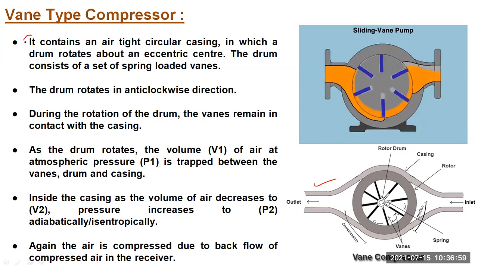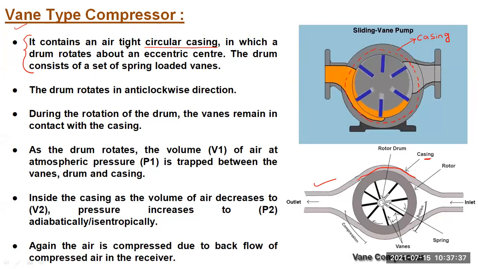First comes the construction part. In the first point, the vane sealed compressor contains an airtight circular casing. Which one is the circular casing? This outer part is called the casing. Whatever you are watching, this outer part is a circular casing. Inside this casing, the compressor will be there. In this diagram, you can see this outer part. This is the casing.